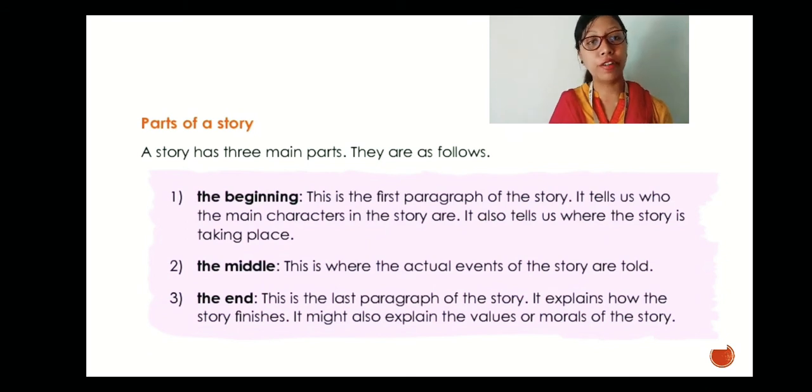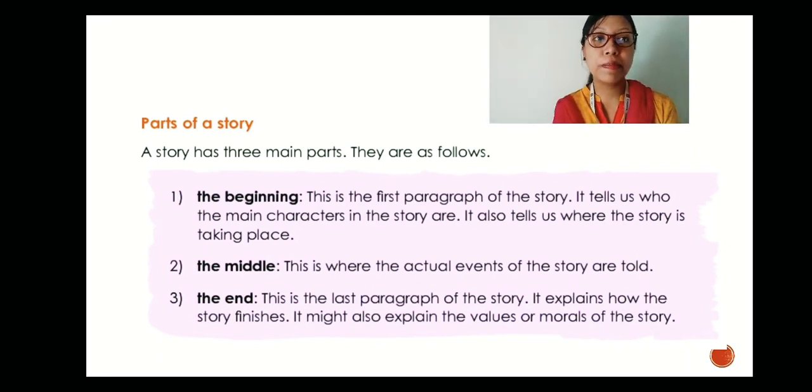So here from your book, this is an extract from your book. So parts of a story. A story has three main parts: the beginning, the middle, the end. How many parts does a story have? A story has beginning, the middle, the end. So what is the beginning?